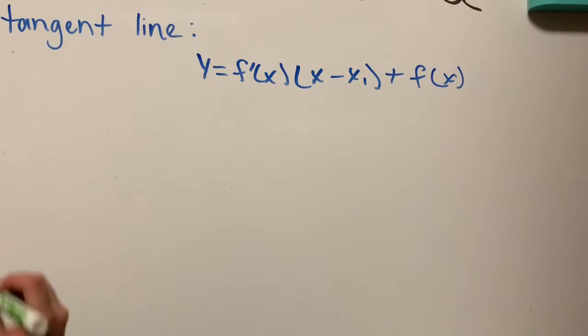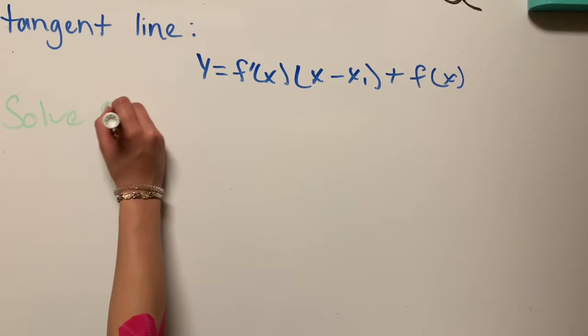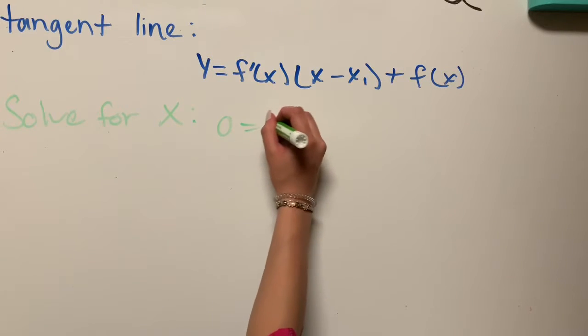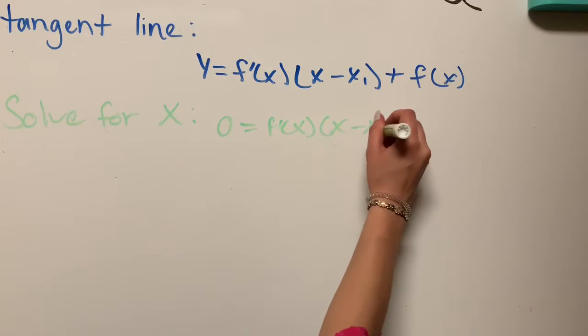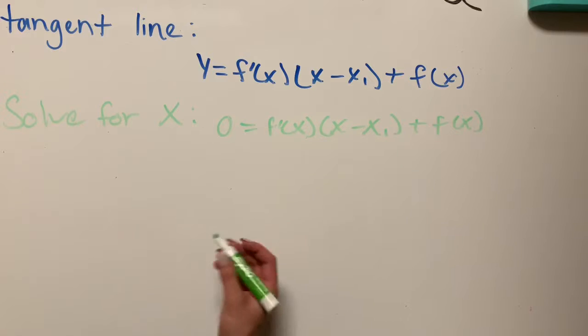Let's start by looking at our tangent line in order to find our Newton's method formula, so that way we can recreate our iterations however many times needed. Here we have y equals f prime of x times x minus x1 plus f of x. We're going to plug in 0 for y so that way we can isolate x.